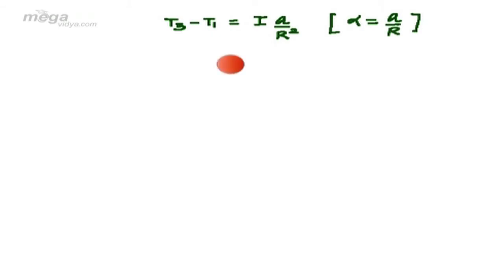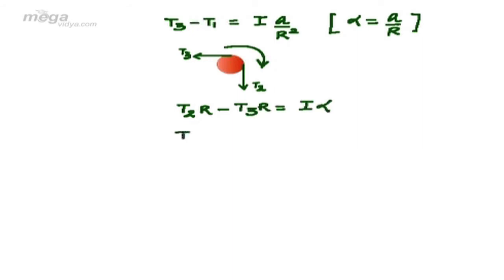Similarly, taking the FBD of the second pulley, tension T2 is acting in the downward direction and tension T3 is acting opposite to it, and again the pulley is rotating in the anti-clockwise sense. Using the torque equation, we can write T2R minus T3R will be equal to I alpha, or T2 minus T3 will be equal to I a upon R square.